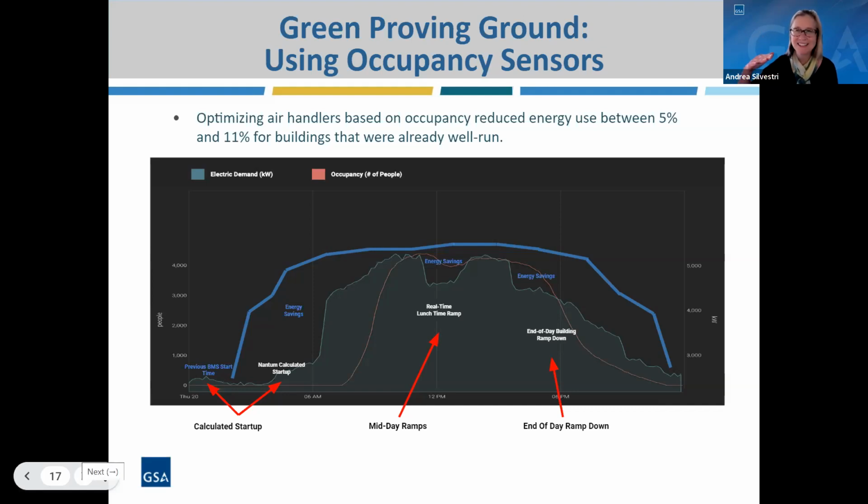People generate a lot of heat, so you don't need as much cooling when not as many people are in the building. And then again, you can start turning conditioning off as occupants are leave the building more quickly. Next slide.